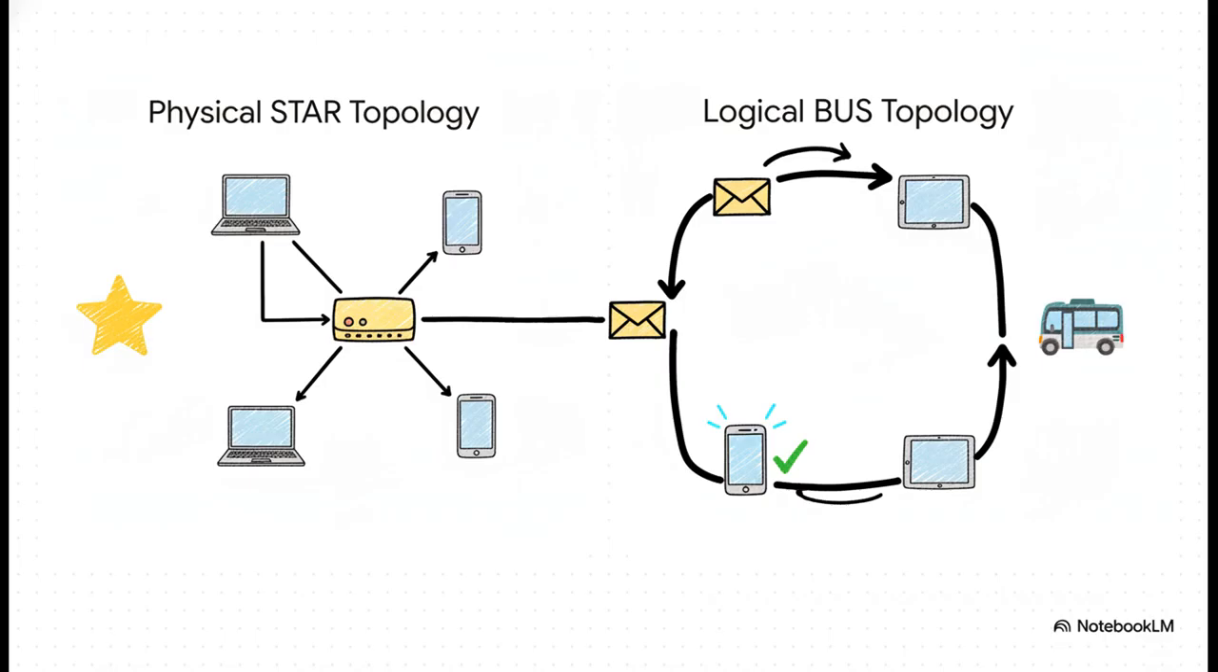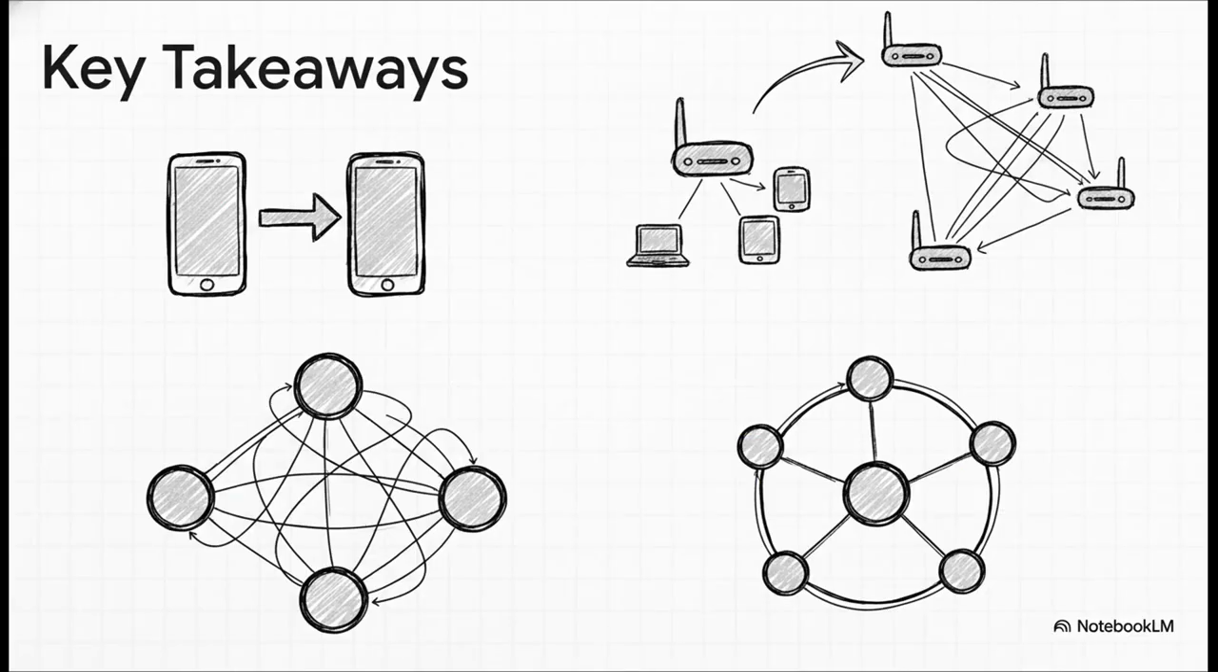Think of it like this. Your router basically yells out a message for your phone. Your laptop and your smart speaker both hear that message, but they see it's not addressed to them, so they just ignore it. Only your phone actually listens and processes it. So the physical wiring isn't the same as the logical path the data takes. Pretty cool, right?